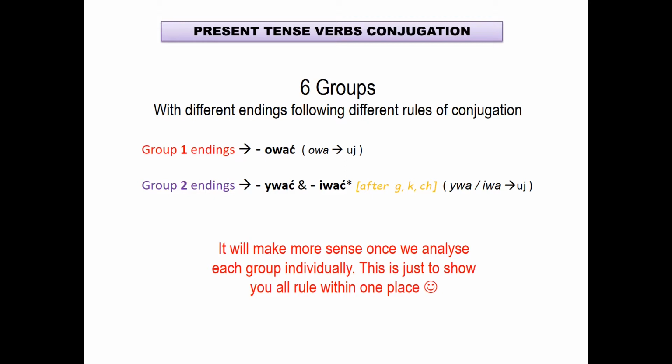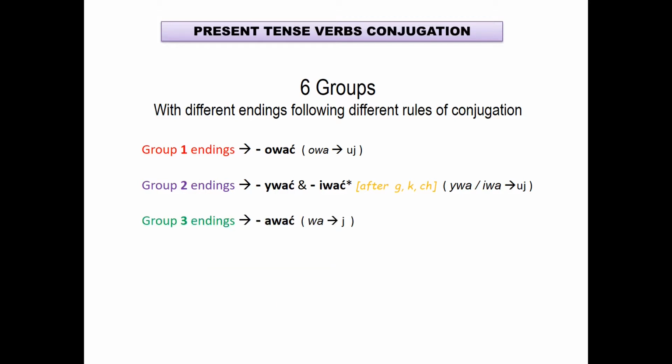Note the asterisk here, that ywać is after G, K, or H. We do have C before the H because we differentiate that for grammatical purposes, it just has a normal H sound. The part of the verb that consists of iwa and ywa will change to uj when we conjugate it.